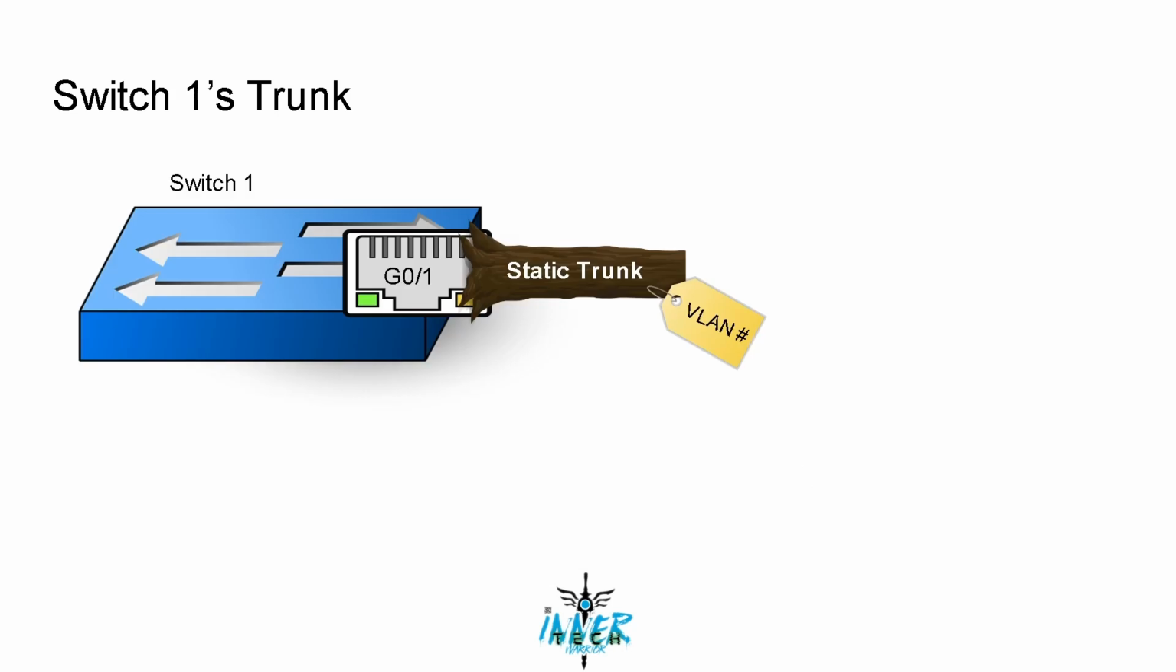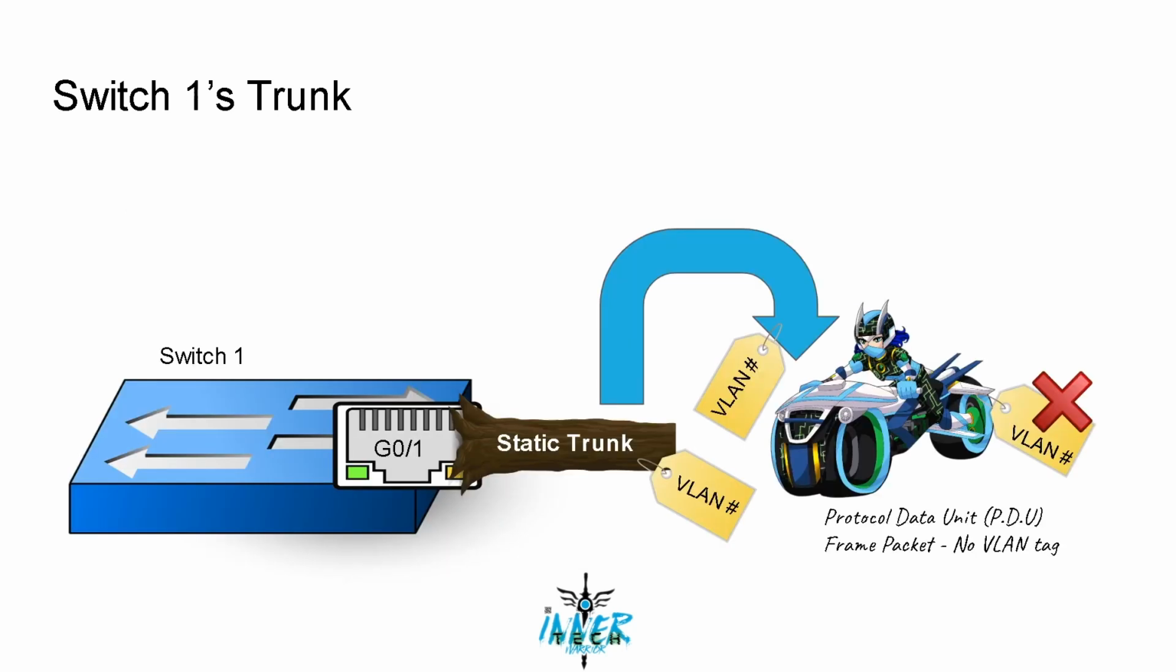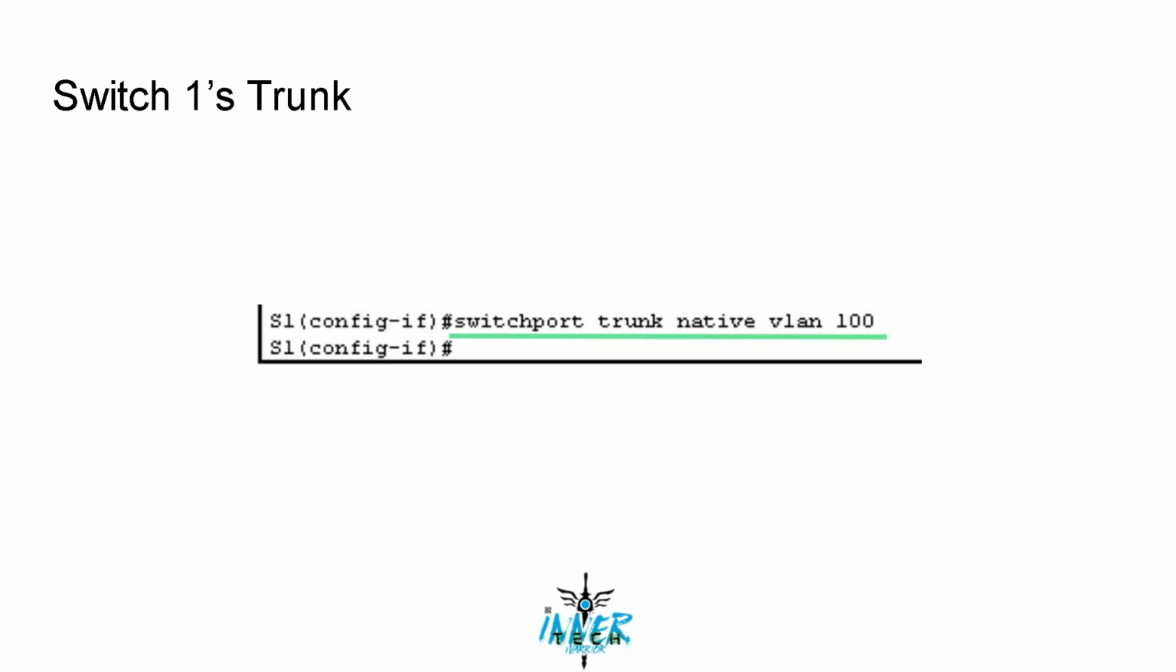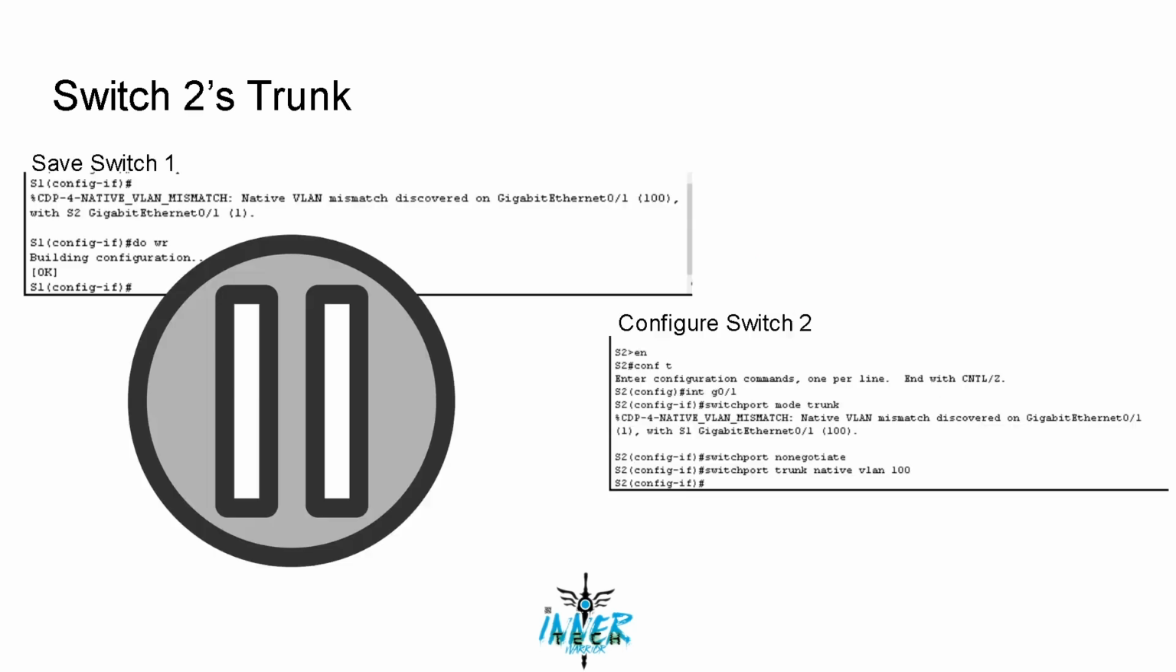Once we set up the port to be a trunk, and for the port to be static, we now need to apply the native VLAN to the trunk port. The native VLAN will make it so that any traffic that is not tagged with a VLAN will be given this default VLAN tag. In this case, management told us the native VLAN is VLAN 100. So let's use the command switchport trunk native vlan 100. Perfect. Now save the configuration and pause here to do the same on switch 2's G0/1 port.